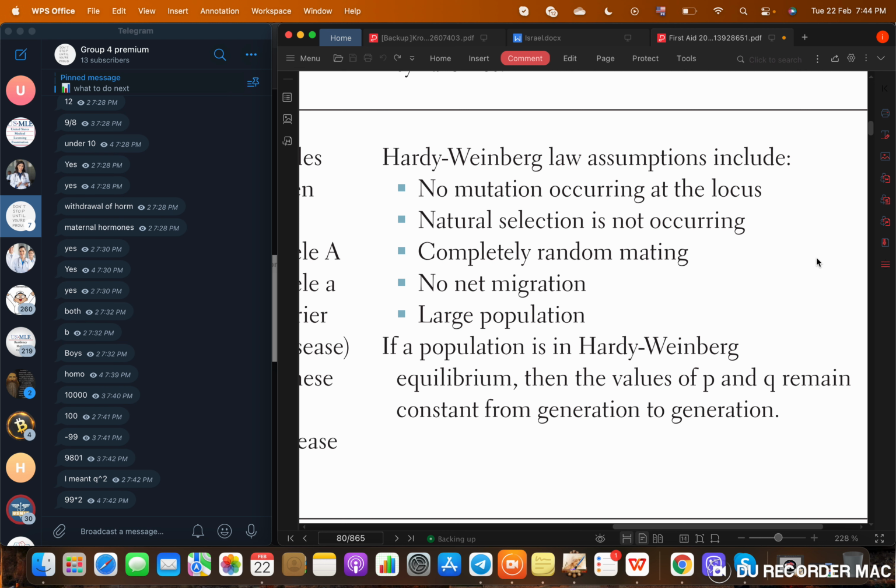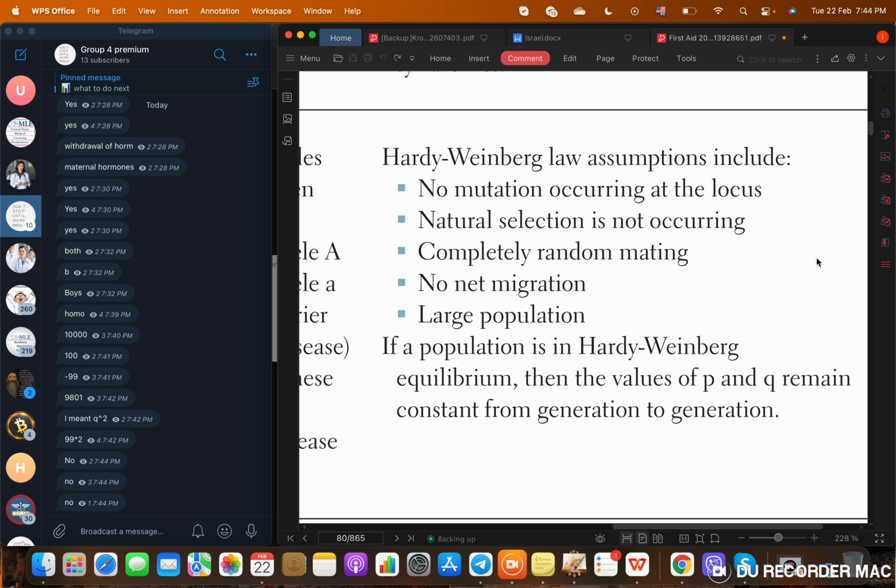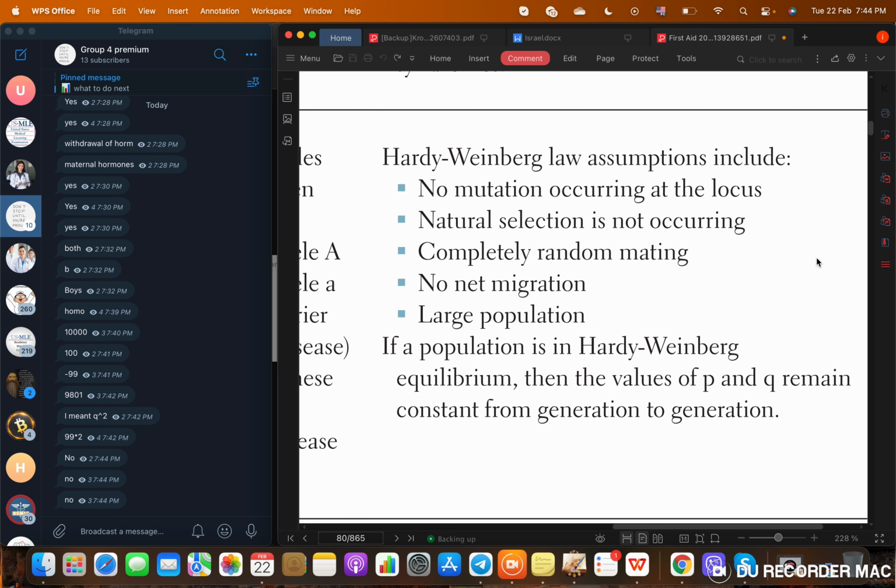So basically, if they ask you, is Hardy-Weinberg good for individuals? Like, can you do it on one person only, your patient? No, this is just ridiculous. It does not fit. It's not for one person.